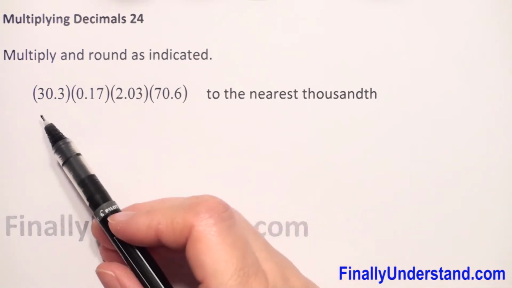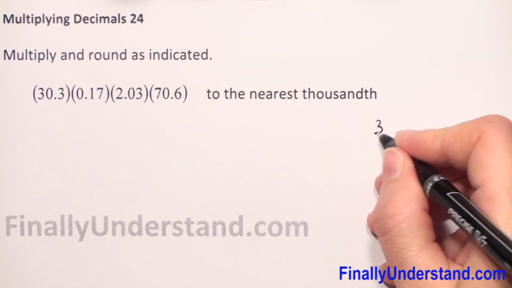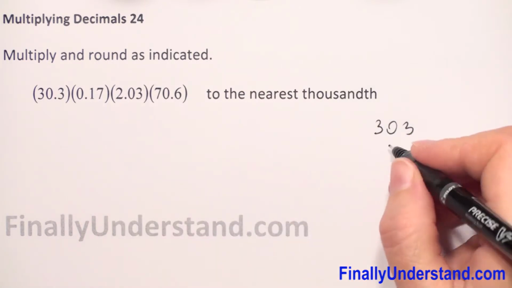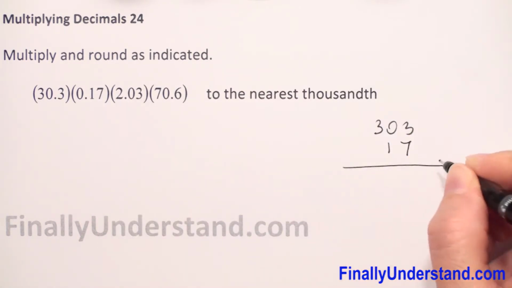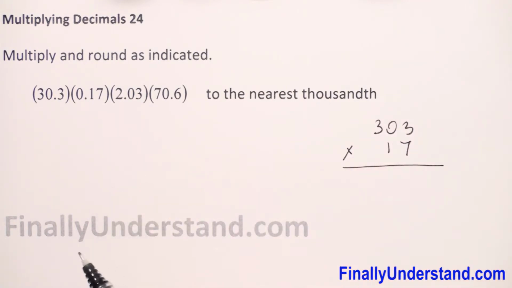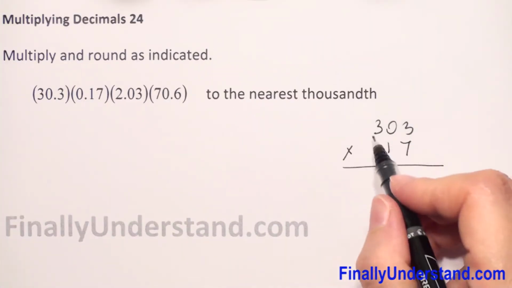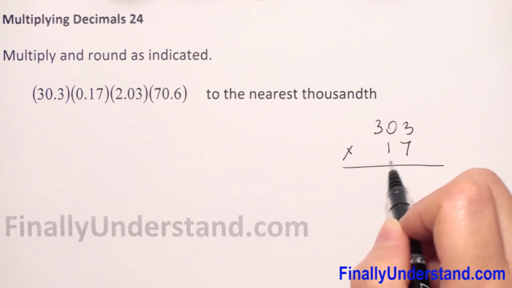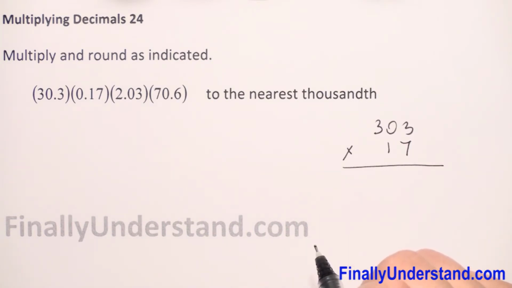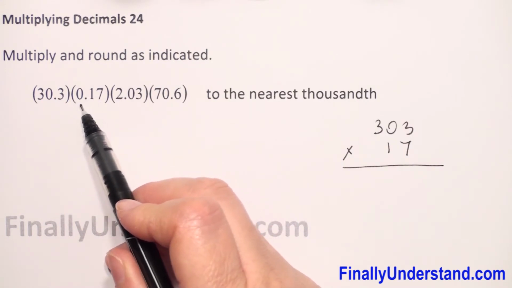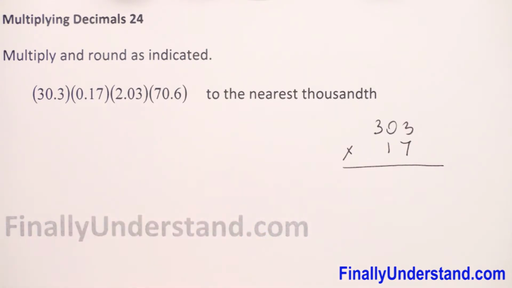First we have 303 times 17, and we don't have to write the 0 before 17, because when we multiply by 0, the value will be 0. I can always choose to write the greater number on top and the number which has fewer digits down below, because in multiplication it doesn't matter if you multiply 30.3 times 0.17 or 0.17 times 30.3. The result will be the same.